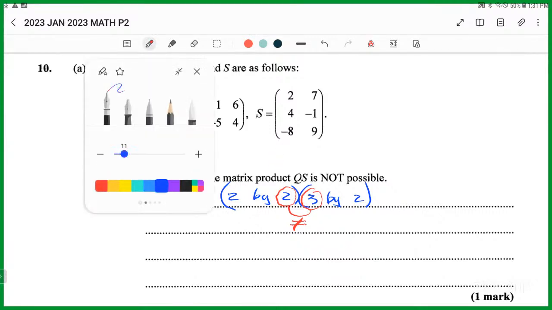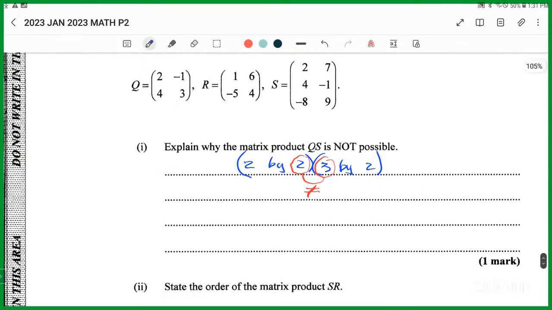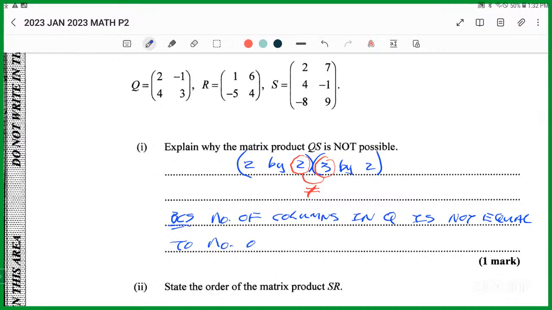They are non-conformable. It's not possible because the number of columns in Q, the first one, is not equal to the number of rows in the second one, S. We say that they are non-conformable for multiplication. So the number of columns in the first is not equal to the number of rows in the second.